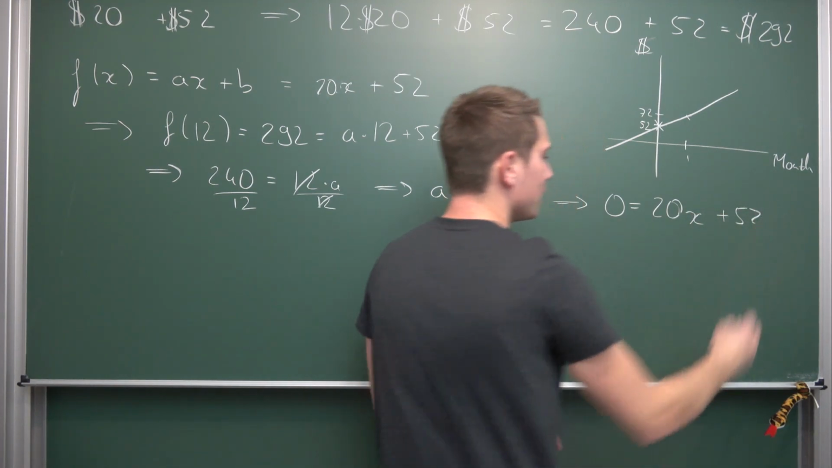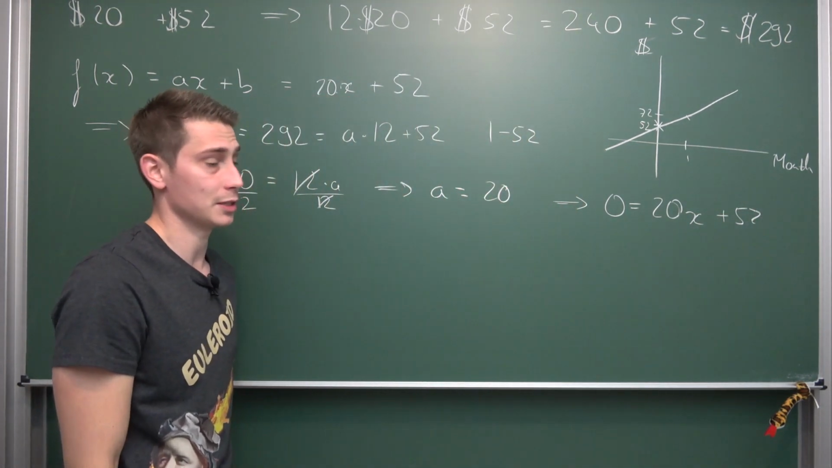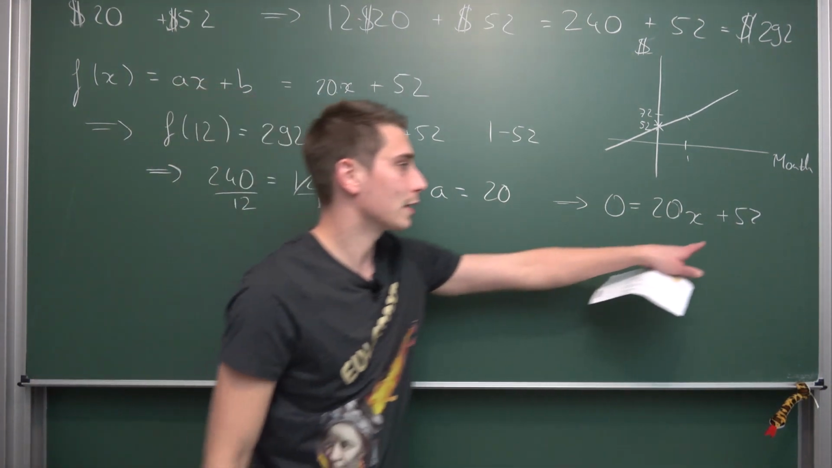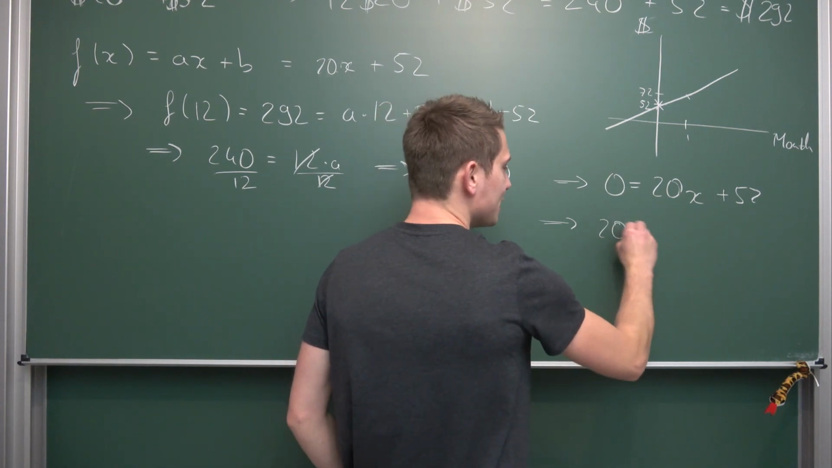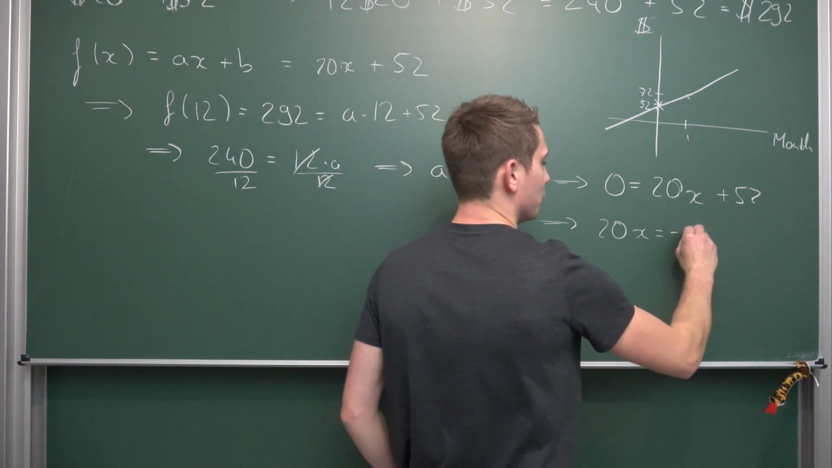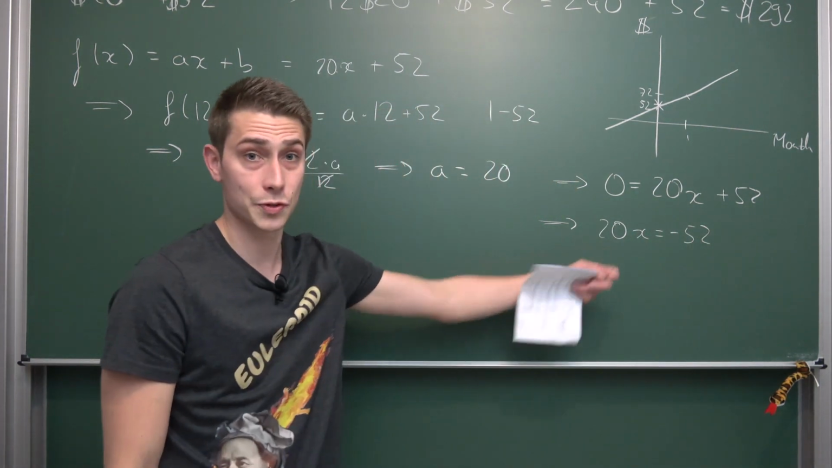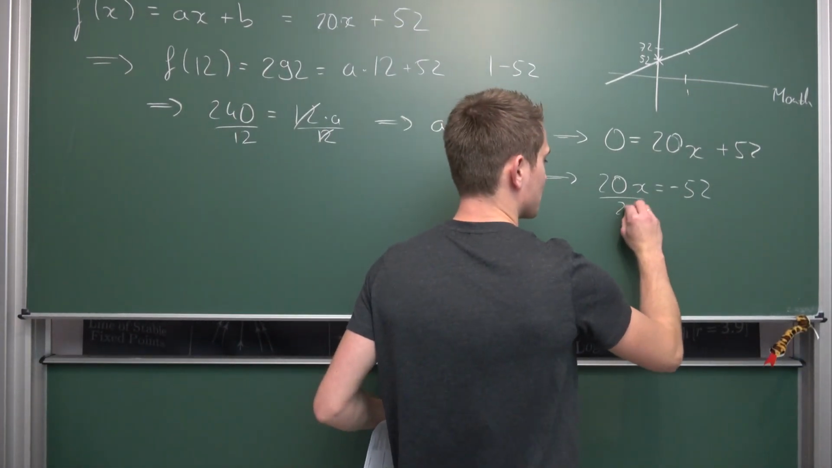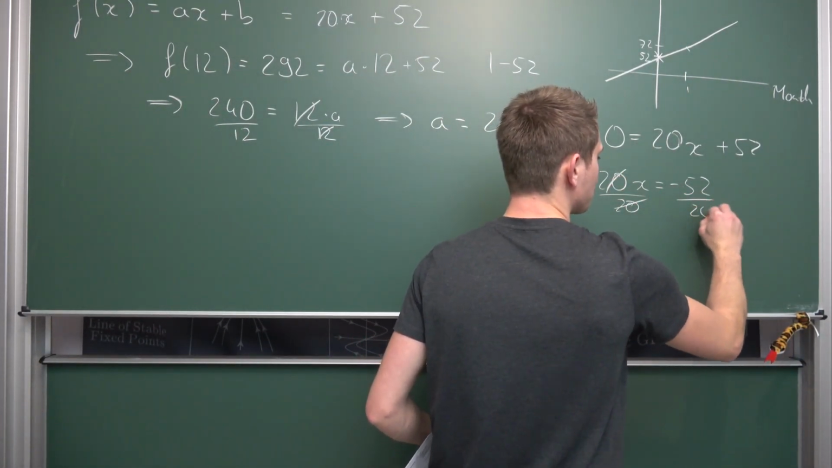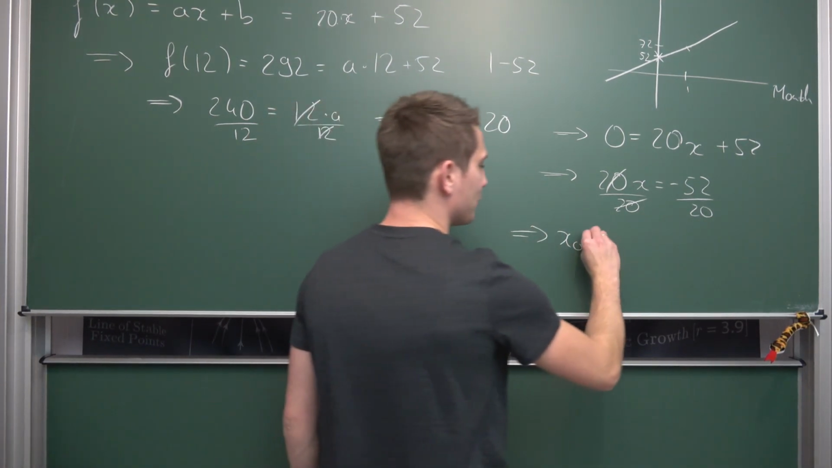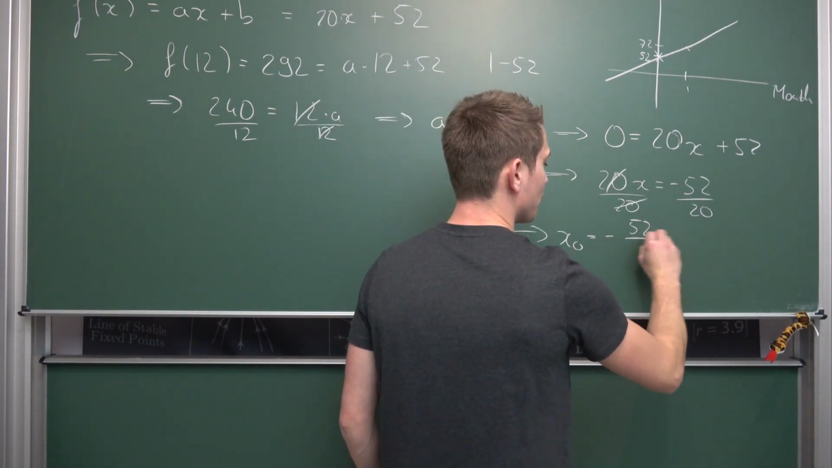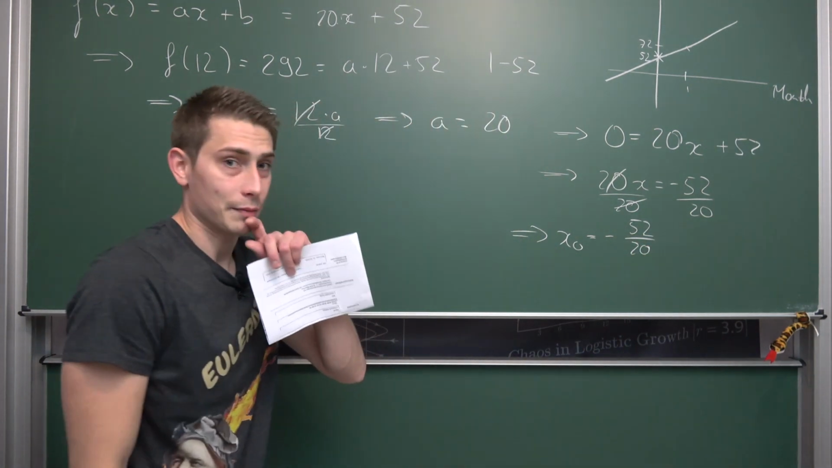plus 52. And now we are going to solve for x, which is going to be rather easy. We are going to subtract our 52 at first on both sides. We are going to get that 20x is hence nothing but negative 52. Now we are going to divide both sides by 20, because it's not equal to 0. And hence we are done. Our root x naught is nothing but negative 52 over 20.